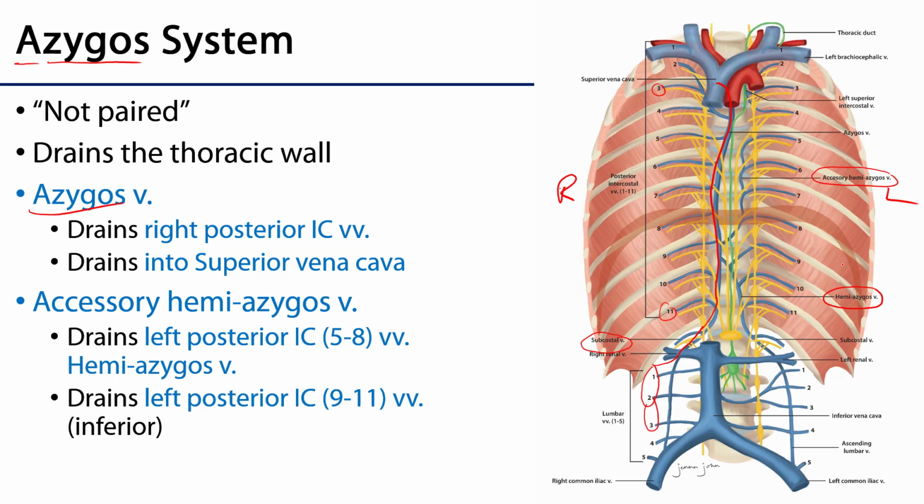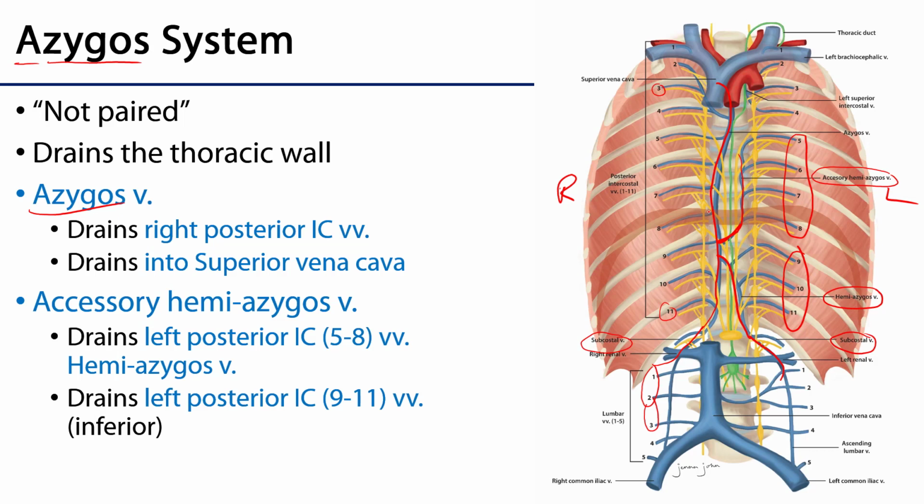The accessory hemiazygos vein typically is going to drain intercostal spaces 5 through 8. And these come together to form the accessory hemiazygos vein. And then that crosses the midline and feeds into the azygos vein. The hemiazygos vein is from intercostal spaces 9 through 10, and sometimes we'll also have subcostal and an ascending lumbar. And then this also is going to cross the midline and feed into the azygos.